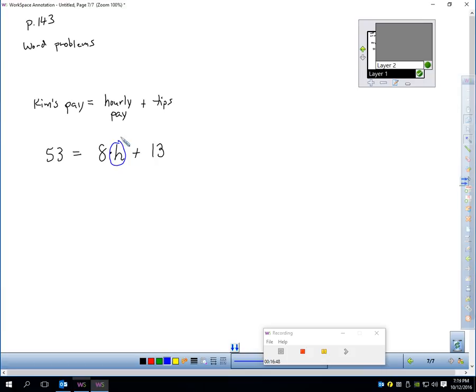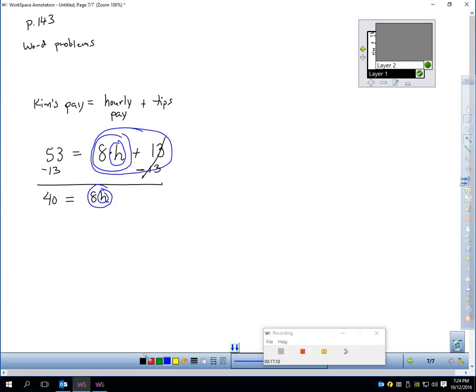There's the center of my onion. The times 8 is the next layer. The outside layer is the plus 13. We need to take away 13 first. And I get 40 on the left. 53 minus 13 is 40. And I have 8H on the right. So let me redraw my onion again. There's the center. The times 8 is the next layer. I have to get rid of times 8, so I'm dividing by 8. And I'm getting H equals 5. So the answer must be 5 hours.